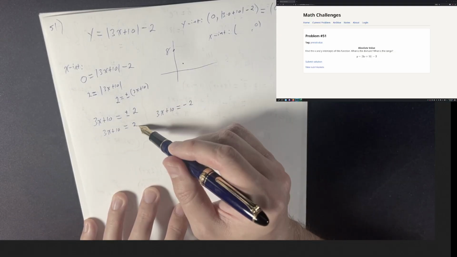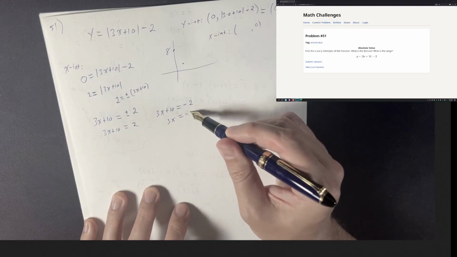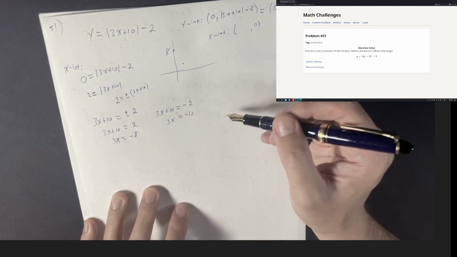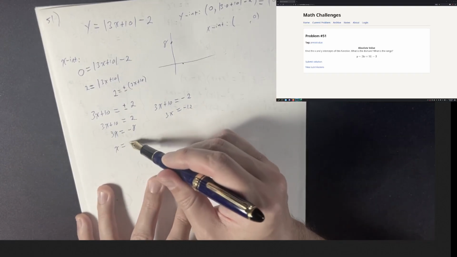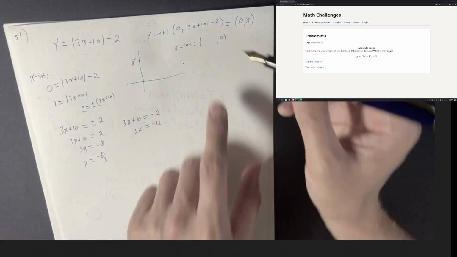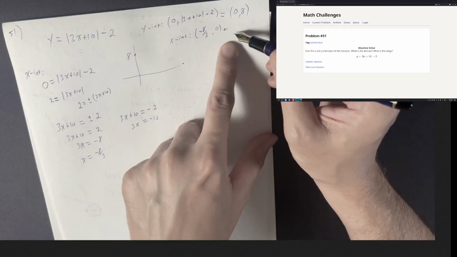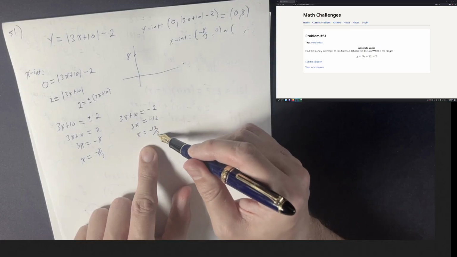If I subtract 10, we get negative 8. And over here, if I subtract 10, I get negative 12. So we've got 3x is negative 12, or 3x is negative 8. And now you can just divide by 3, and those are your answers. So x could be negative 8/3. That's one solution. And another one is x is negative 12/3, or negative 4.